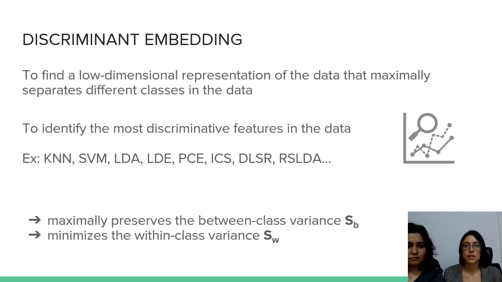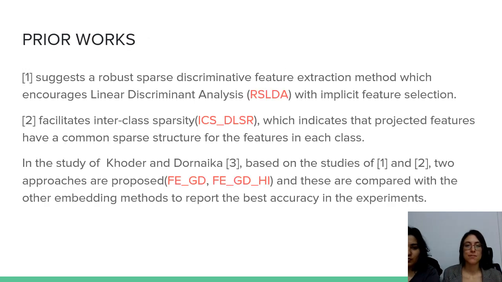There are several methods for finding discriminant embeddings, including kernel discriminant embedding, linear discriminant embedding, linear discriminant analysis, and so on. These methods work by finding a low-dimensional representation of the data that maximally preserves the between-class variance and minimizes the within-class variance. In the first study, authors suggest a robust sparse discriminative feature extraction method, which encourages linear discriminant analysis with implicit feature selection. To ensure that the method performs feature ranking and weighting, the regularization term is inserted into the global criterion.